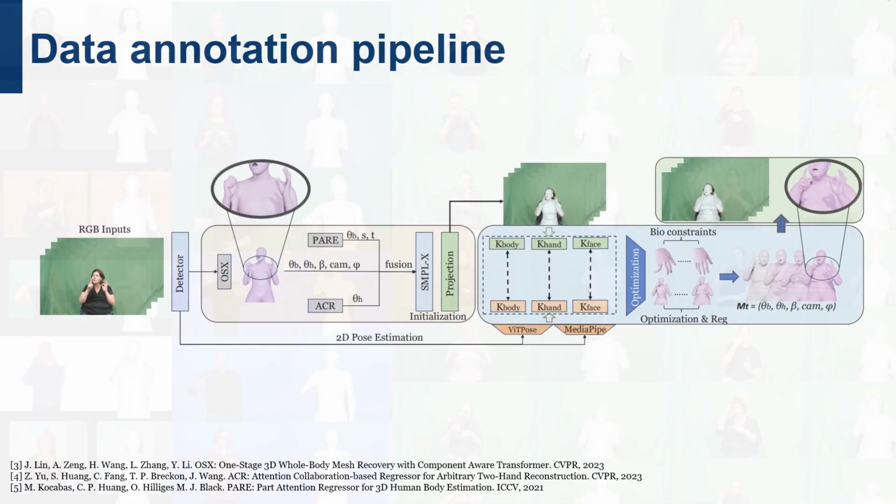For annotation, our dataset leverages an automatic annotation framework to collect SL motions in diverse modalities. Given only RGB videos, the pipeline is initialized by a hierarchical process fusing state-of-the-arts like OSX, ACR, and PIXIE, which is followed by a multi-objective optimization for fitting face, body, and hand models respecting temporal and biomechanical constraints for hands.